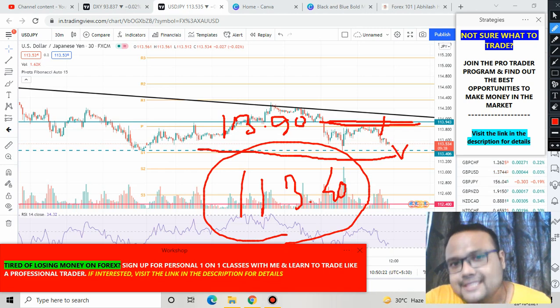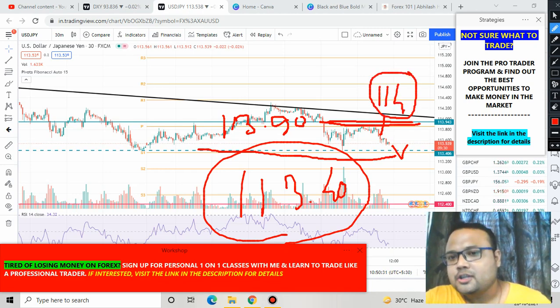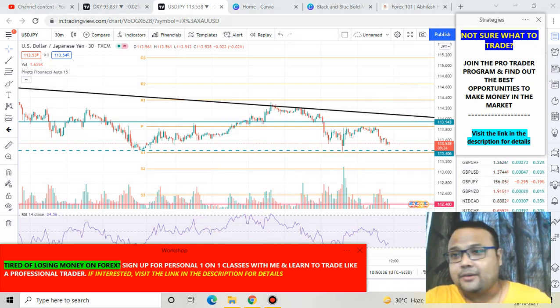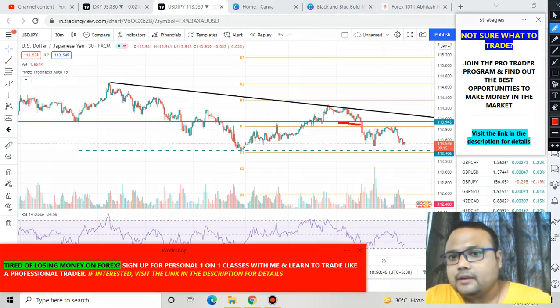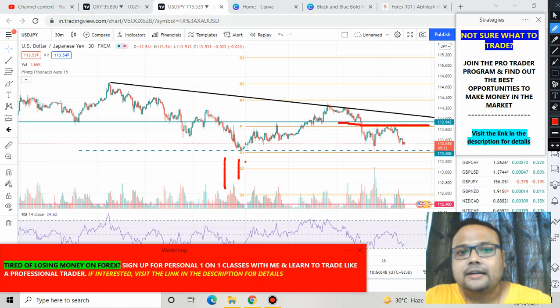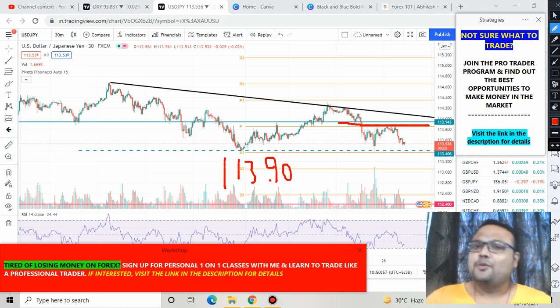If the market breaks the resistance and goes up, then the second resistance is in the form of a trend line. Around the 114 level, we have a trend line acting as a dynamic resistance for the market. You can see that this trend line is acting as a dynamic resistance for the market. So if the level of 113.90 fails to provide resistance to the market, there is a good possibility of this trend line providing resistance. If the market reverses from the level, we can take a sell position.